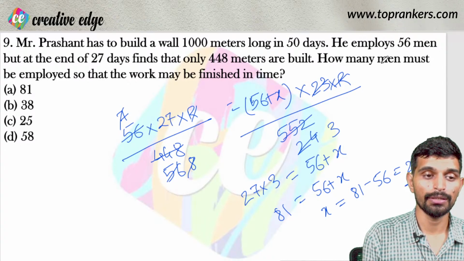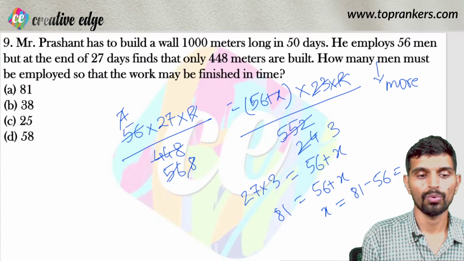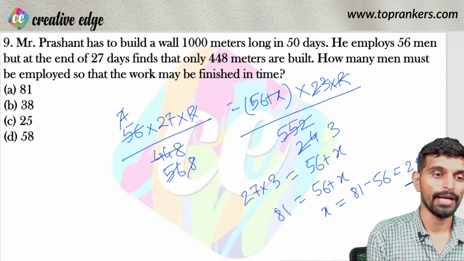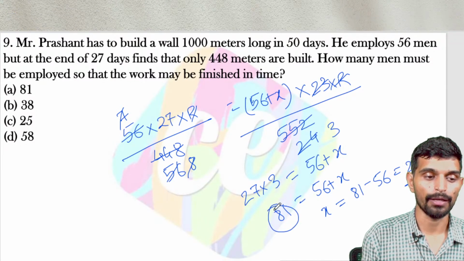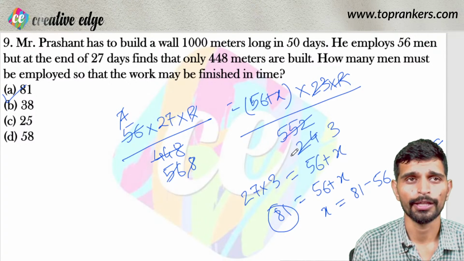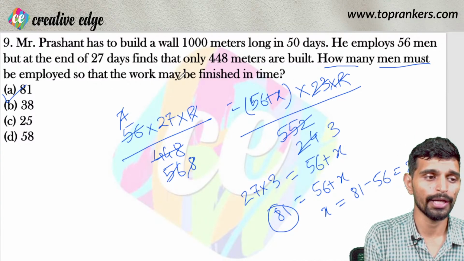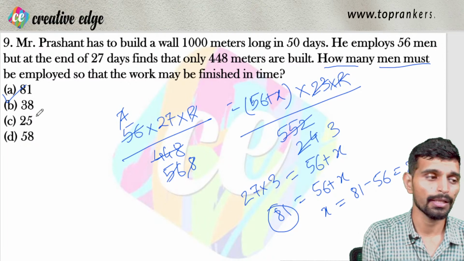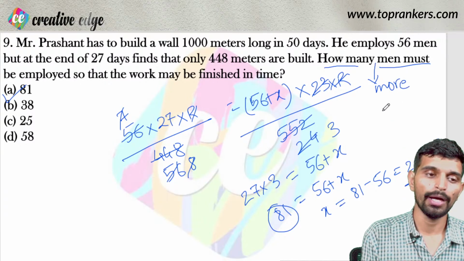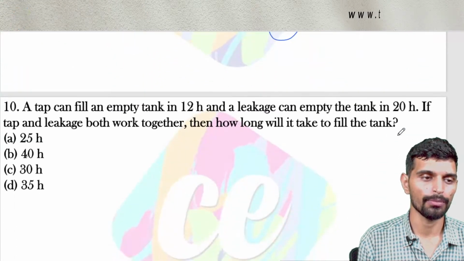So X is equal to 81 minus 56, that is 25. So had this question been how many more men, my answer would have been 25, but as it is not here, my answer should be 81. Okay, let me tell you once again, in case some students did not understand in English: this question asks how many men must be employed so that the work may be finished in time, therefore the answer will be 81. If it had asked how many more men, the answer would have been 25. Okay, so be careful while solving the question. Let's talk about the last question of the day.